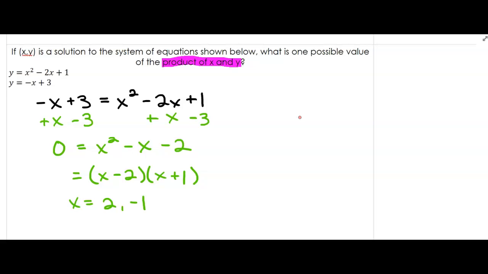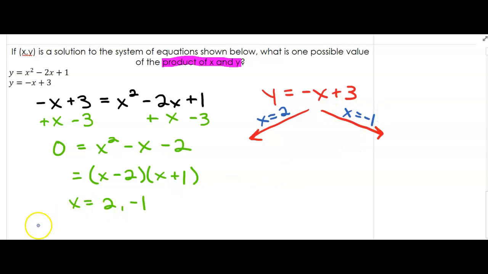When I solve for x, I end up getting 2 values for x, positive 2 and negative 1, that I'm going to plug into one of the equations in my system. The math in the second equation, y equals negative x plus 3, looks a little bit easier, so I'm going to go ahead and plug these values in for x into this equation. So x equals 2 and x equals negative 1. Go ahead and do it for me. And go ahead and answer the question. Come up with our solutions and the ultimate response to the question, a possible product of x and y.